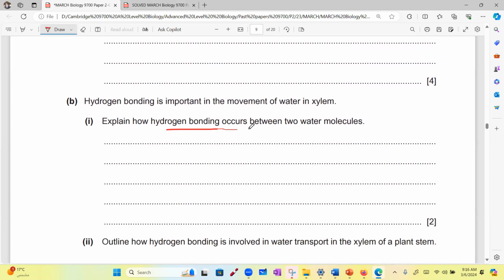Explain how hydrogen bonding occurs between two water molecules. We explained it to you. Yes. Okay, I want you to explain this using a small diagram also. How will you draw it? We just did it today when I was explaining. If you're too lazy to write, please do the diagram.